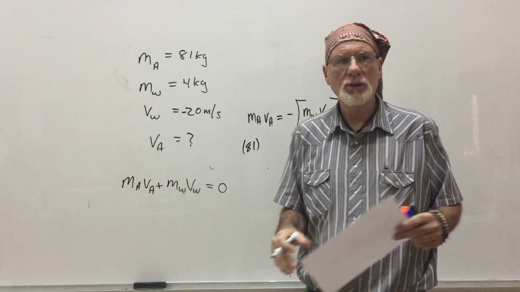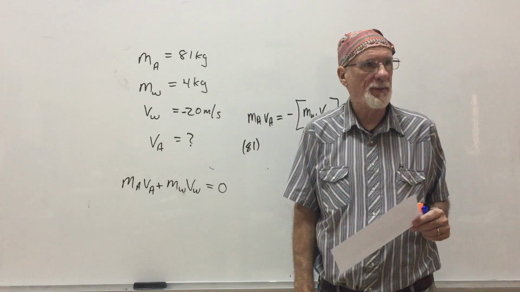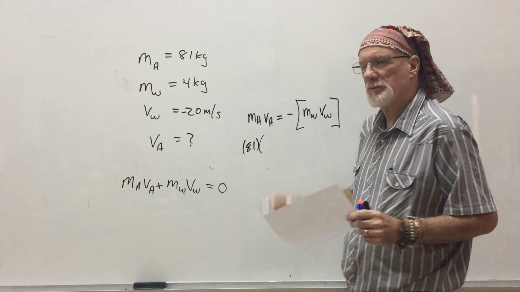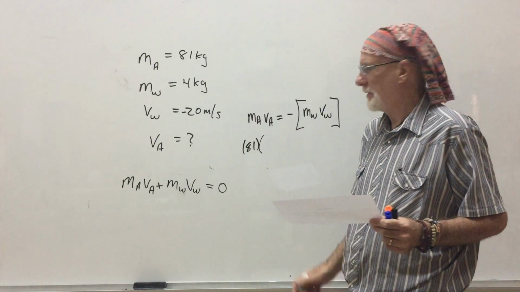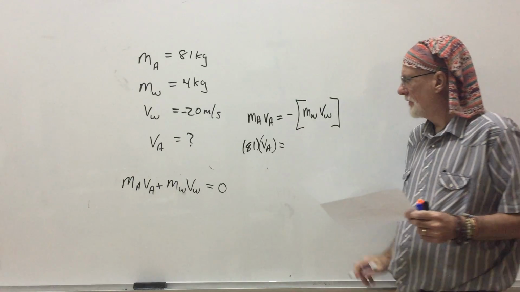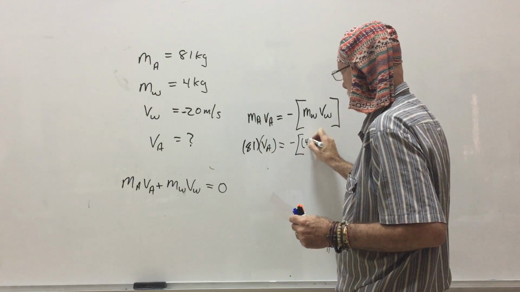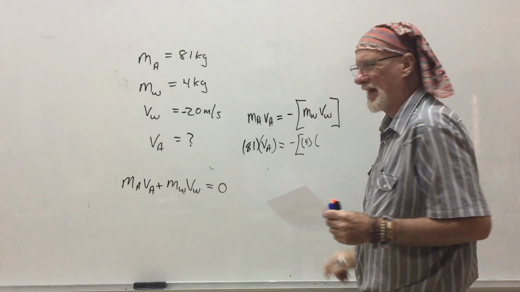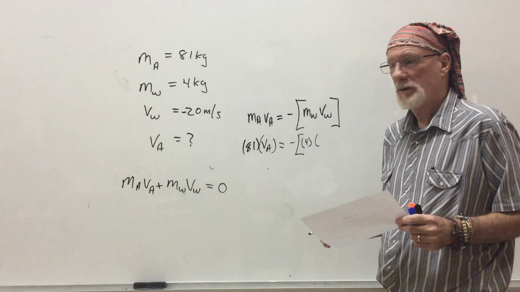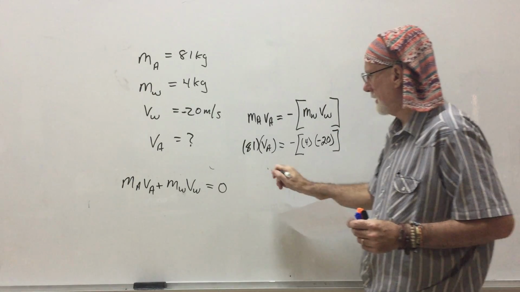81? Now, you can leave off the unit labels as long as everything is cool. So, meters per second for the velocity, and kilograms for the mass. Is that okay? Yes or no? Yes? Okay. So, this is going to be times the velocity of the astronaut, which is what? We don't know, right? So we'll just say VA. Okay. And then what? Negative the mass of the wrench, which is 4, right? Times the velocity of the wrench, which is negative what? 20. Negative 20. Is that what you're saying? Yeah, negative 20.